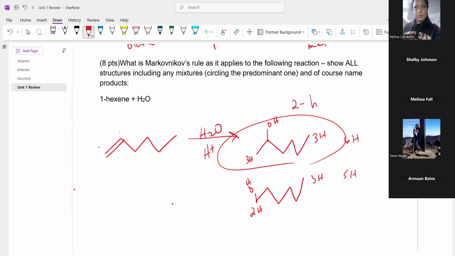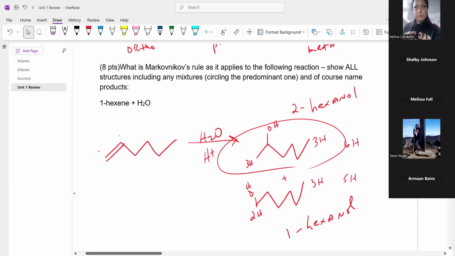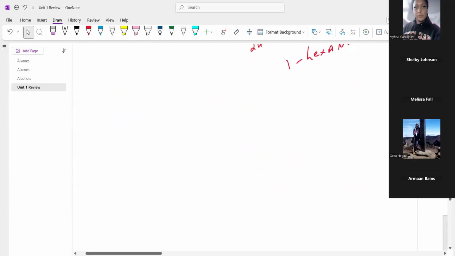So this is going to be 2 hexanol, 1 hexanol. Normally, when the hydroxyl group is on the end, it's never the most stable because it's so lopsided. That hydrogen oxygen combination has got hydrogen bonding, so it's extremely polar. That's what I was looking for here.